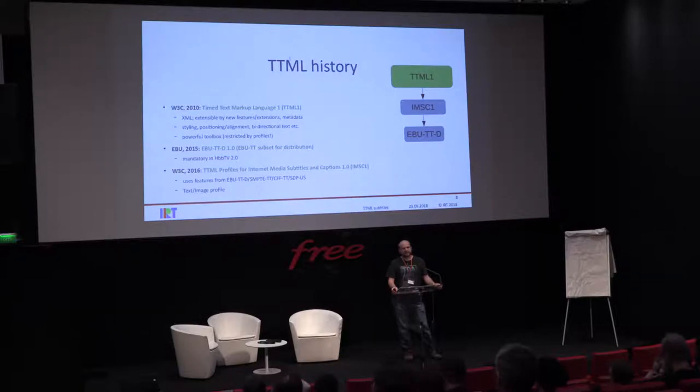In parallel, there were other profiles made in the US market, for example. And to have a single profile that manufacturers just have to support, W3C recently created the IMSC profile, which combines features from the different profiles like EBU-TT-D to have just a single profile for subtitles. There are two flavors of it. There is a text profile to have text subtitles with certain features, and there is an image profile on the other hand for just bitmap-based subtitles. And you can see on the right the order of the powerfulness of the different profiles: TTML1, which is not used on its own, and then it goes down to IMSC and EBU-TT-D.